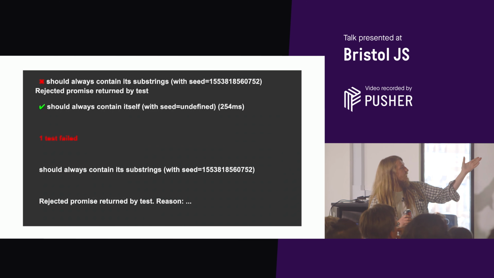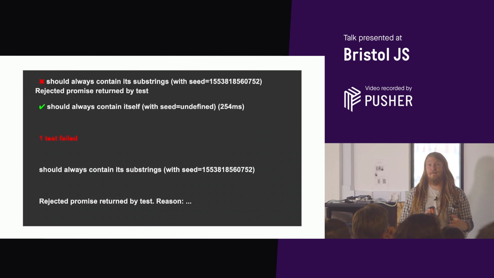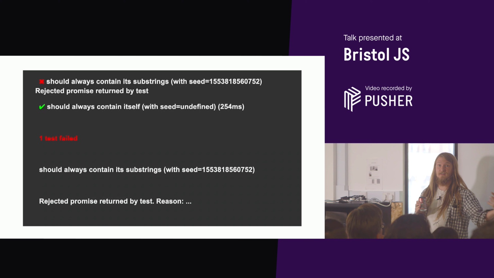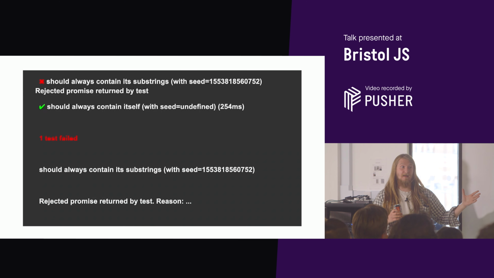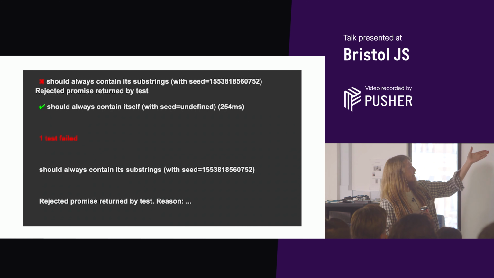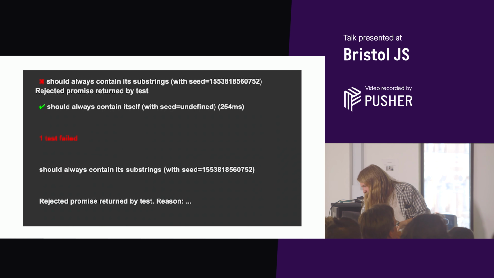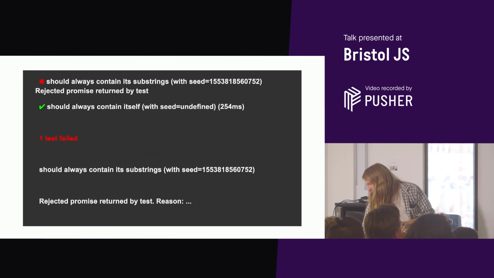Okay, so let's see which properties actually failed. The first one is should always contain itself. That actually passes because remember in that property we were passing the string 2 times into that function. So if we're comparing them equally, that will always pass. That's good. But comparing the substrings, that fails. And we're going to see exactly why.